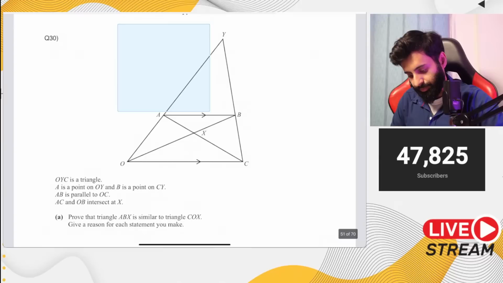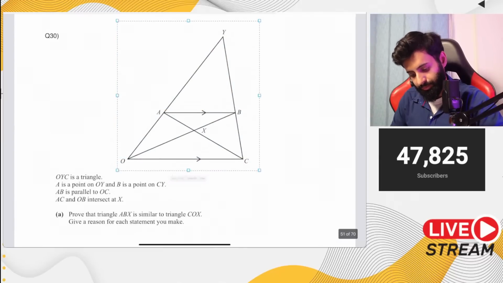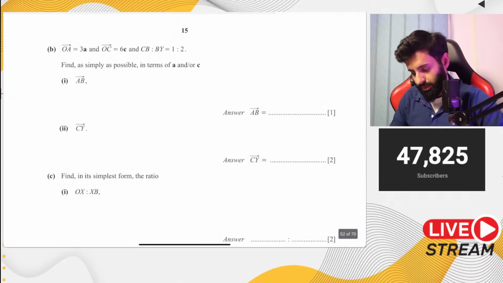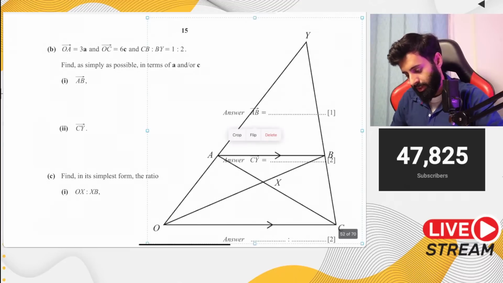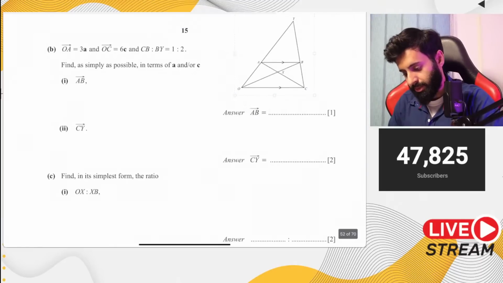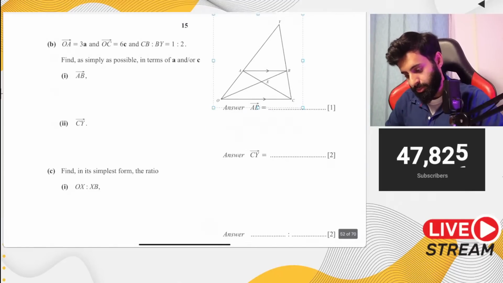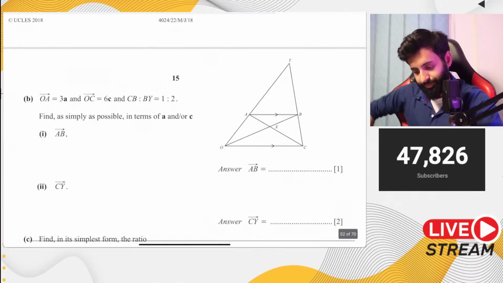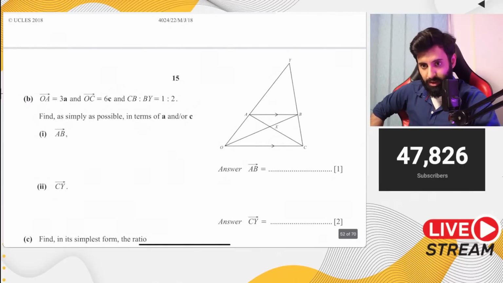Now let me tell you why the problem happens in this question. The reason why students generally face trouble in this question is because here you don't have one pair of similar triangles, you actually have two pairs of similar triangles, and that is what causes the confusion. Okay, now let's see what we have.